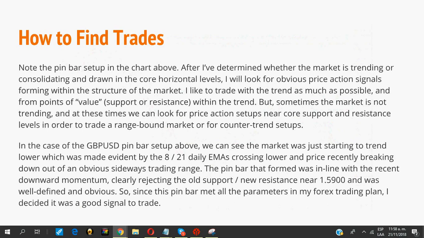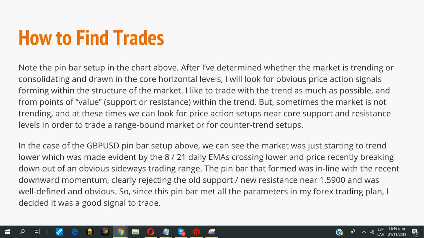After I have determined whether the market is trending or consolidating and drawn in the core horizontal levels, I will look for obvious price action signals forming within the structure of the market. I like to trade with the trend as much as possible and from points of value within the trend. But sometimes the market is not trending, and at these times we can look for price action setups near core support and resistance levels in order to trade a range-bound market or for counter-trend setups.